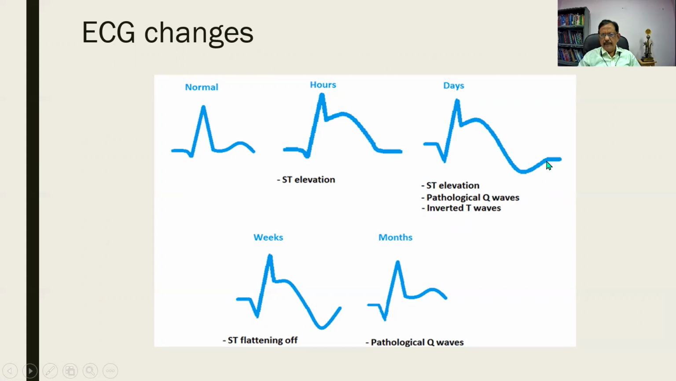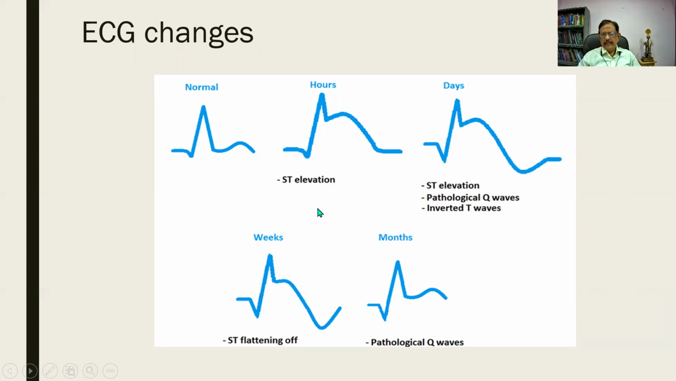The T waves coming down. And there are pathological Q waves which come below the level. So you find that there are abnormal Q waves which are formed. Once you get this, you see that they will be present for weeks and months. So pathological Q waves are seen in days, weeks, as well as months. And after this, you find that there will be a gradual flattening of the ST segment. Here it is elevated, here it is becoming more flattened.